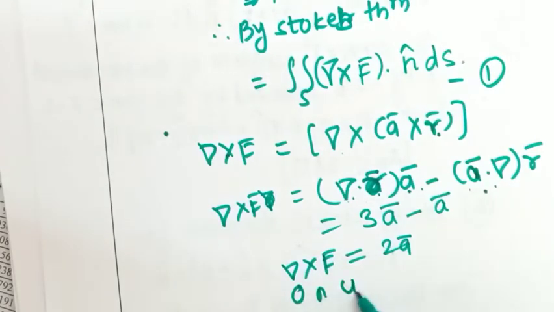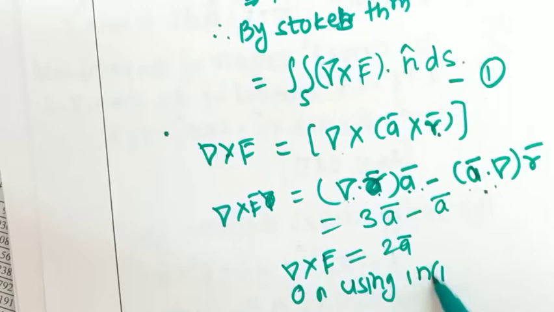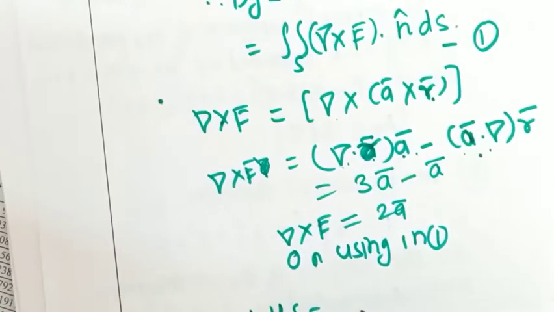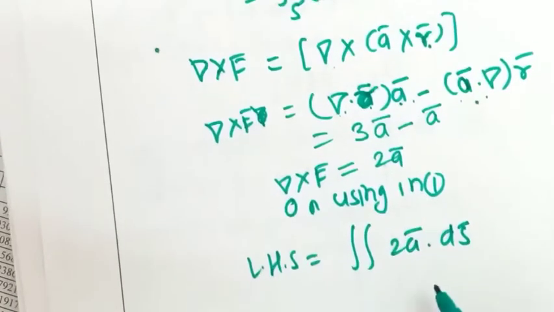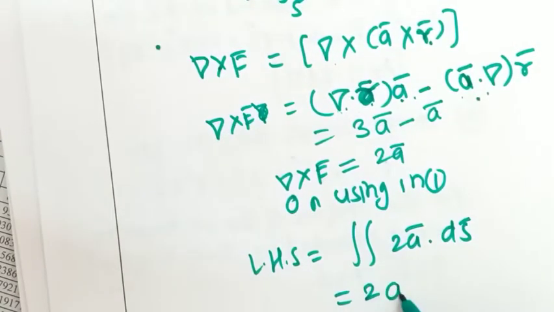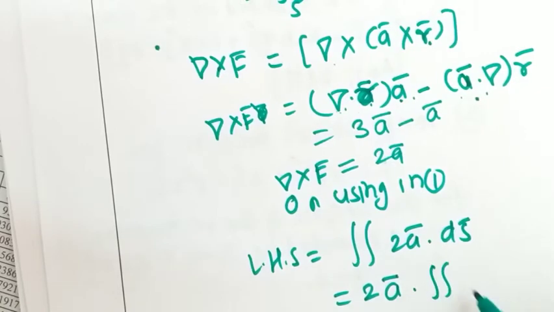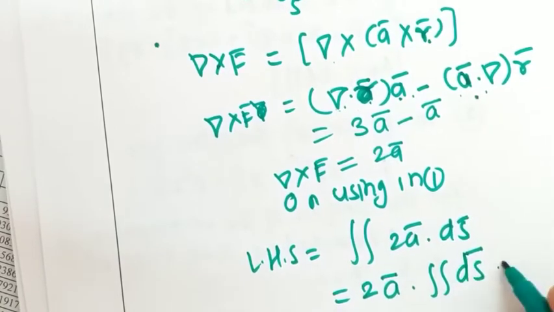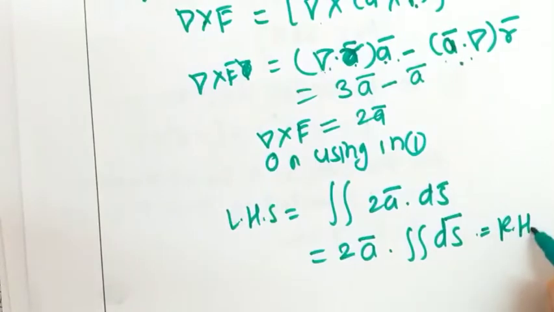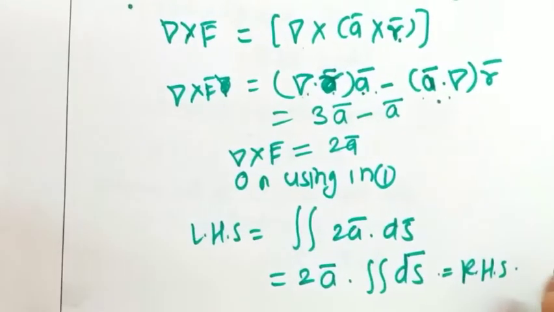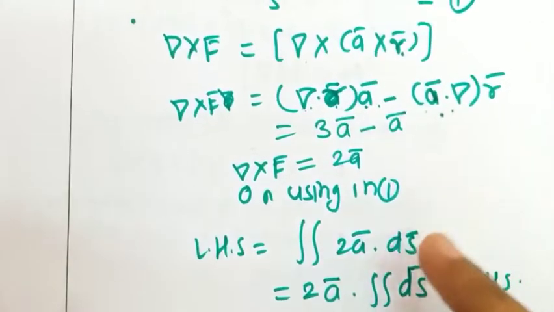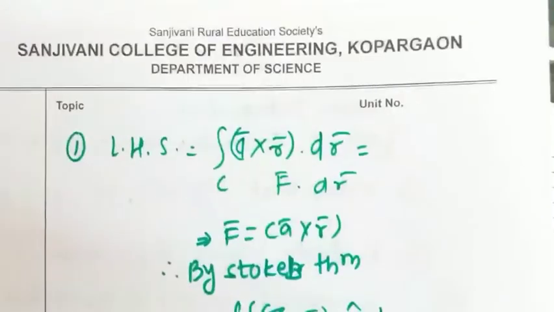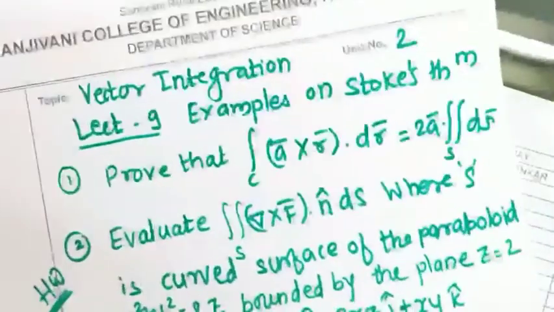On using in 1, the left hand side will be equal to the double integral of 2a bar dot ds bar. Now this 2a bar is a constant that we can write outside the integral, dot ds bar, which is the required right hand side. Here we have not done any kind of integration, we just have used one identity, and by using it we have shown LHS equal to RHS. So this completes the first problem. Second is for homework.